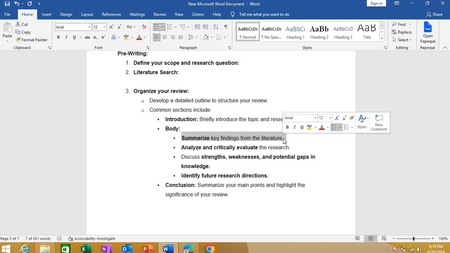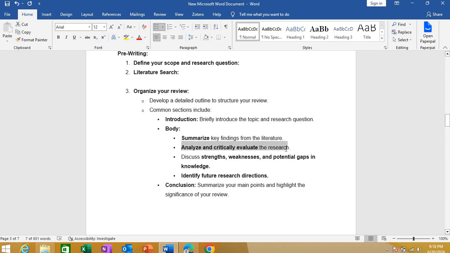Once you summarize the key findings, it's not only a summarization of key findings; you will also analyze critically and evaluate that research. So the second step: first, you will summarize the available evidence on that theme, topic, or research question, and once you summarize, you will also analyze it critically and evaluate how that evidence stands in terms of quality, feasibility, or how strong or how weak the evidence is. So you will analyze those findings critically.